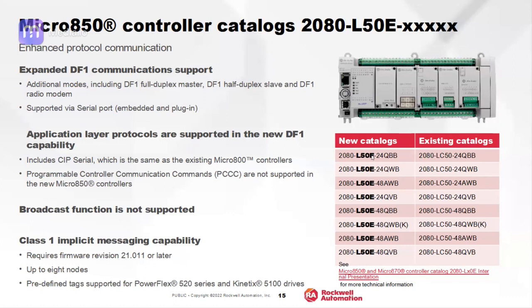So only the enhanced hardware supports it. If it is an LC, that means MicroLogix, it has two variants, LC50 and LC70. If it is an LC, it doesn't support this class 1 communication. That should be enhanced hardware. So these are the hardware available for applications like a standalone machine or a remote IO kind of application. Yes, we can go with 850 also.